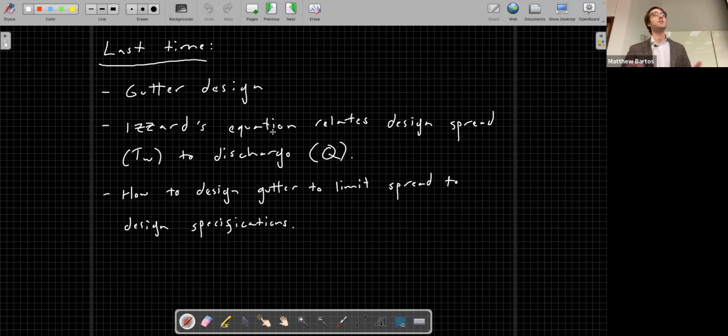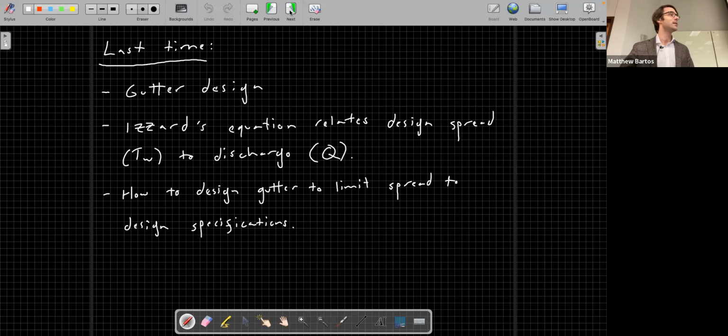Or in other words, we wanted to maintain a specified clear width, which essentially refers to the dry area of the road. And we came up with an equation for doing that, which ended up being what's called Izzard's equation. So this is an equation that relates the design spread, which we referred to as T sub W, to the discharge Q. And we talked about how we could design the gutter to limit the spread to design specifications.